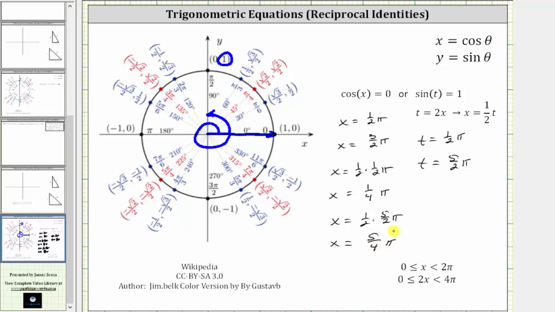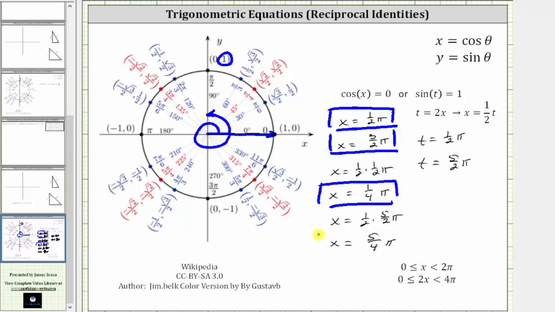So notice how the solutions in terms of x are on the interval from 0 to 2 pi radians. We have a total of 4 solutions. We have x equals 1/2 pi, x equals 3/2 pi, x equals 1/4 pi, and x equals 5/4 pi.